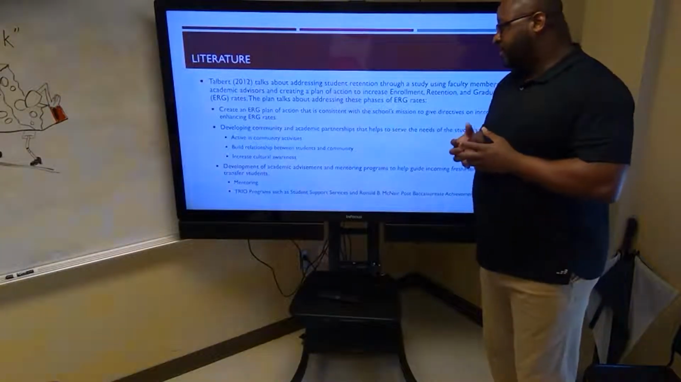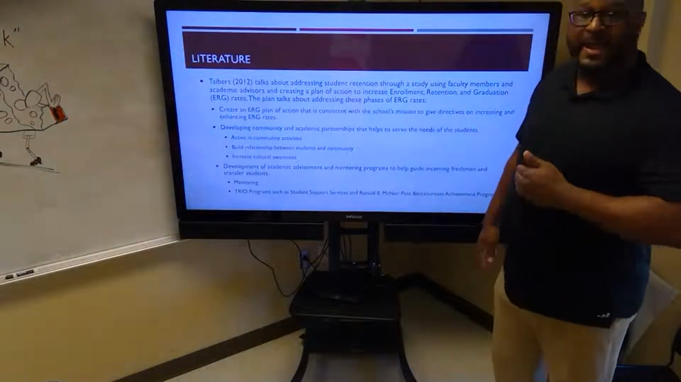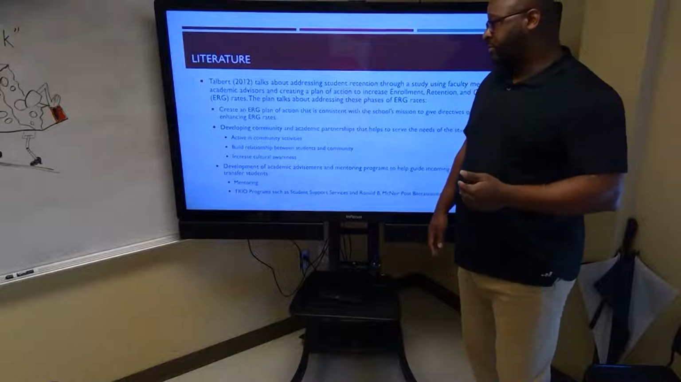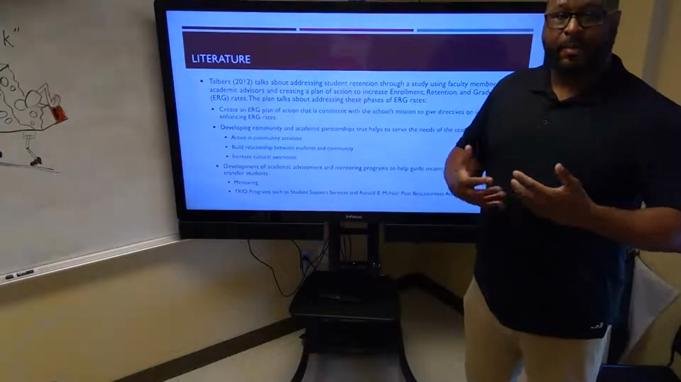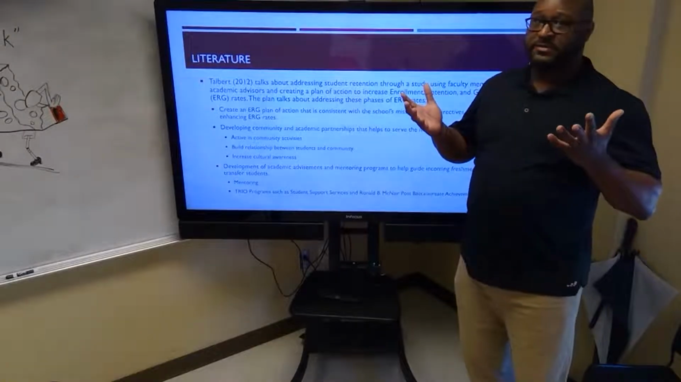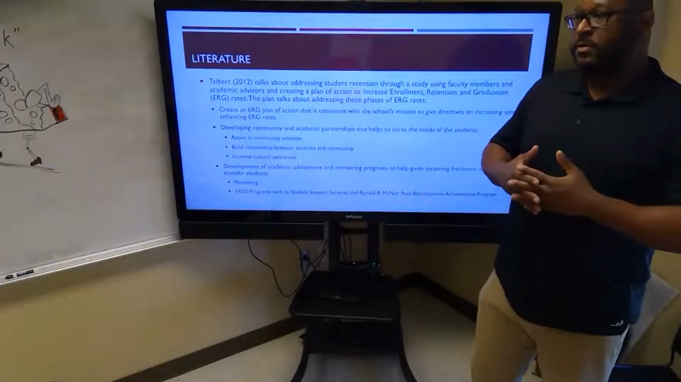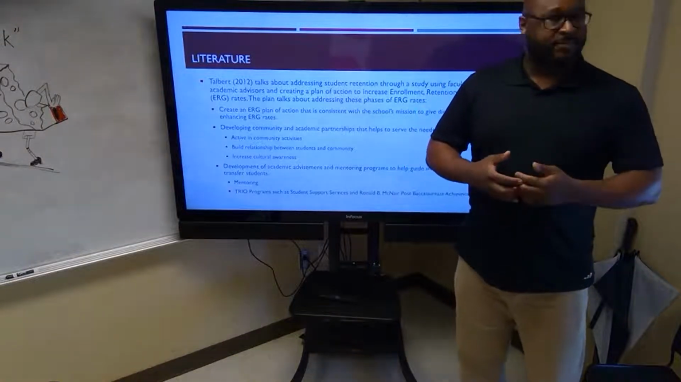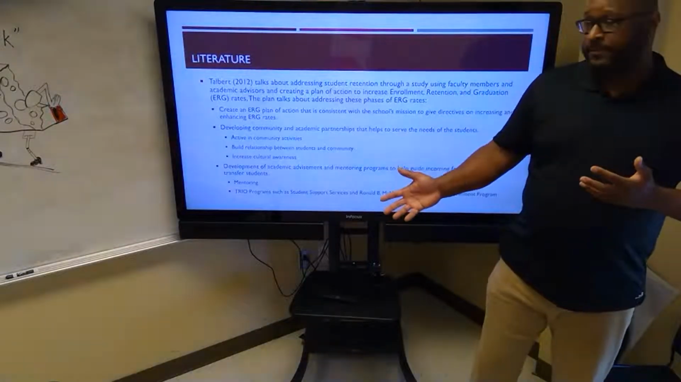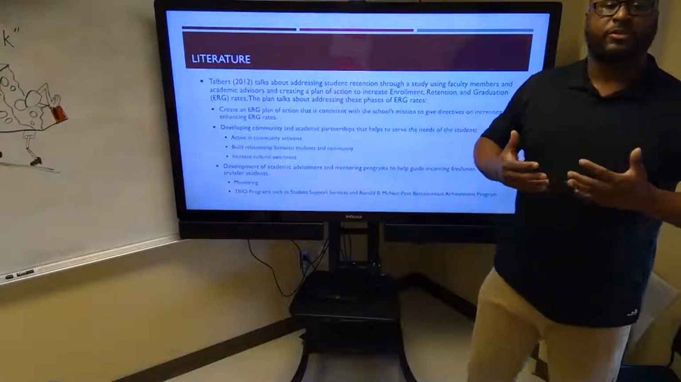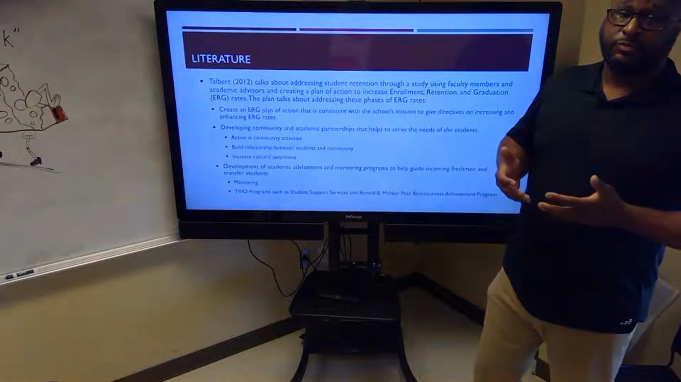The next one was developing community and academic partnerships that help to serve the needs of the students. When we think about developing partnerships, we think about being active in our community. Think of things such as developing a partnership with a local company and creating a pipeline for internships and possibly jobs in the future. Build relationships between student and community. It also increases cultural awareness.